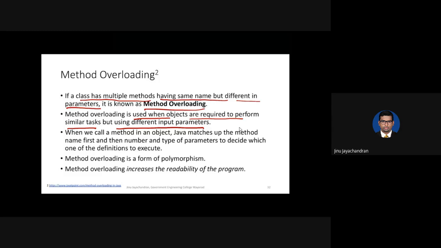So when we call a method in an object, Java matches the method name first, then the number and type of parameters to decide which one to execute. Now the question may come: if methods with the same name are declared, won't Java get confused about which method to call? It will depend on the number of parameters and the type of parameters, and it is a form of polymorphism that increases readability. Let's see an example.